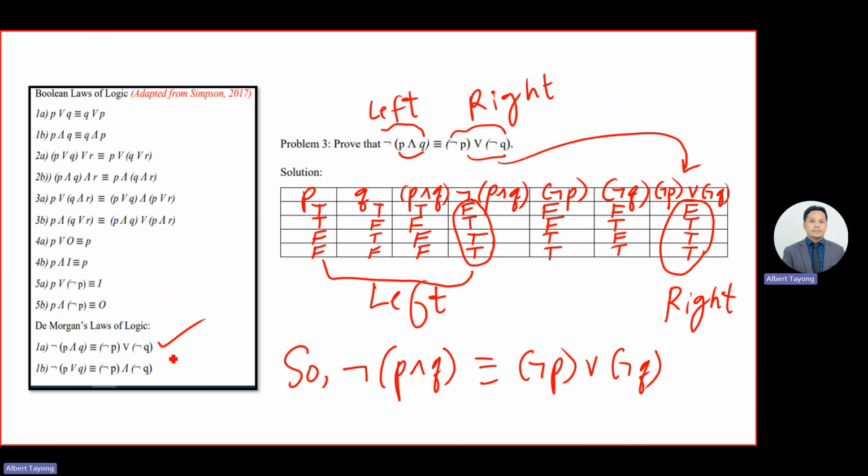So your homework is this. You prove that this left is equivalent to the right.